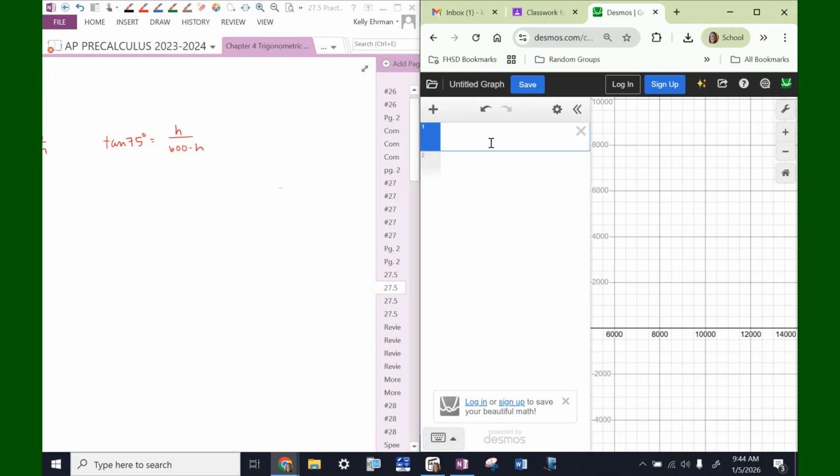So tangent of 75 degrees, oh, I don't need to type in degrees, what am I doing? Equals, I don't know if it'll like h over 600 minus h. It probably doesn't know about that because I don't have an h axis. So h represents the vertical height, right? So let's turn that into y.